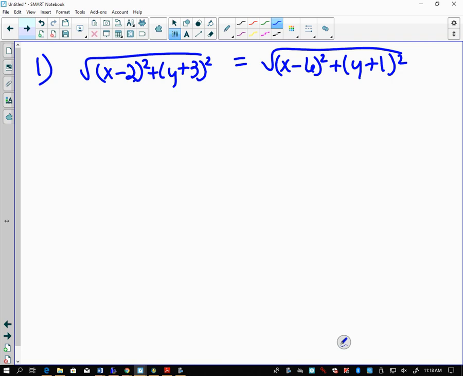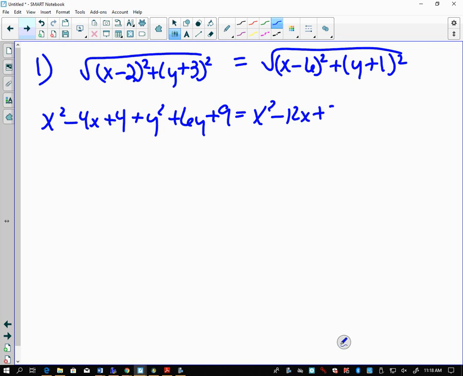If it was positive, it gets a negative in here. What do I do with these individual terms that are under there? FOIL. So I'm going to do this in my head, a large part of it. Okay, x squared minus 4x plus 4. Everybody get that? Okay, plus y squared plus 6y plus 9. Everybody got that? x squared minus 12x plus 36 plus y squared, what was that, plus 2y plus 1.